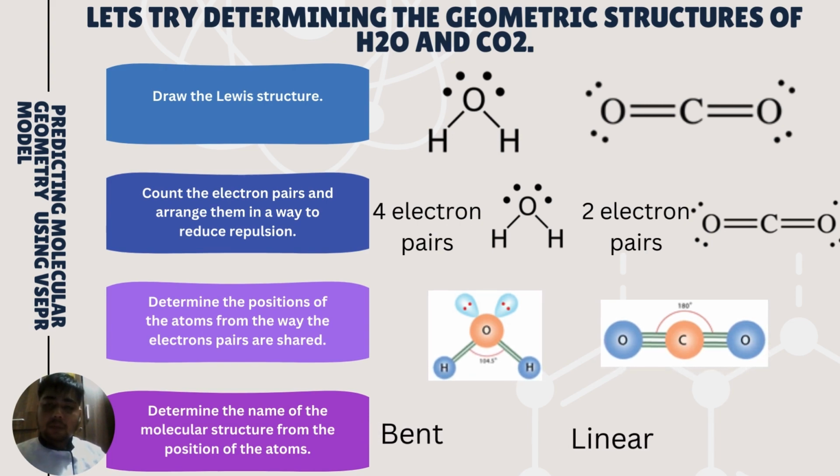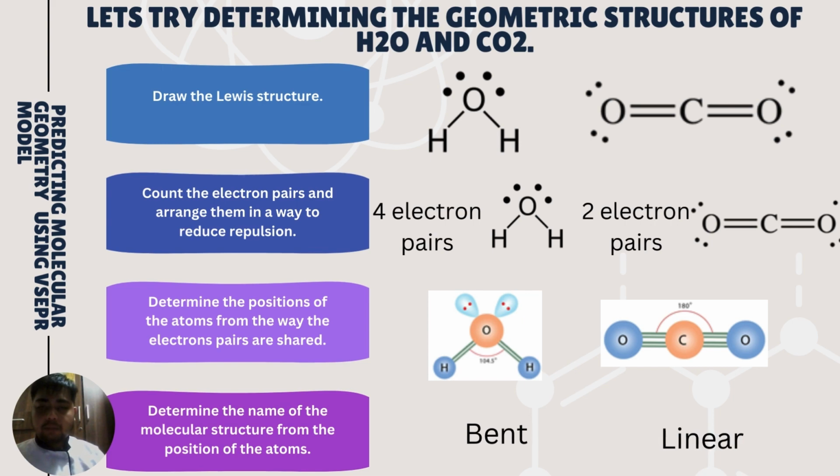First, draw the Lewis structure. Next is to count the electron pairs and arrange them in a way to reduce the repulsion. For H2O, 4 electron pairs, and CO2, 2 electron pairs. Third is to determine the position of the atoms from the way the electron pairs are shared. For H2O with 2 bonding pairs and 2 non-bonding pairs, the bond angle is pushed to 104.5 degrees. And CO2 with 2 bonding pairs is equal to 180 degrees.